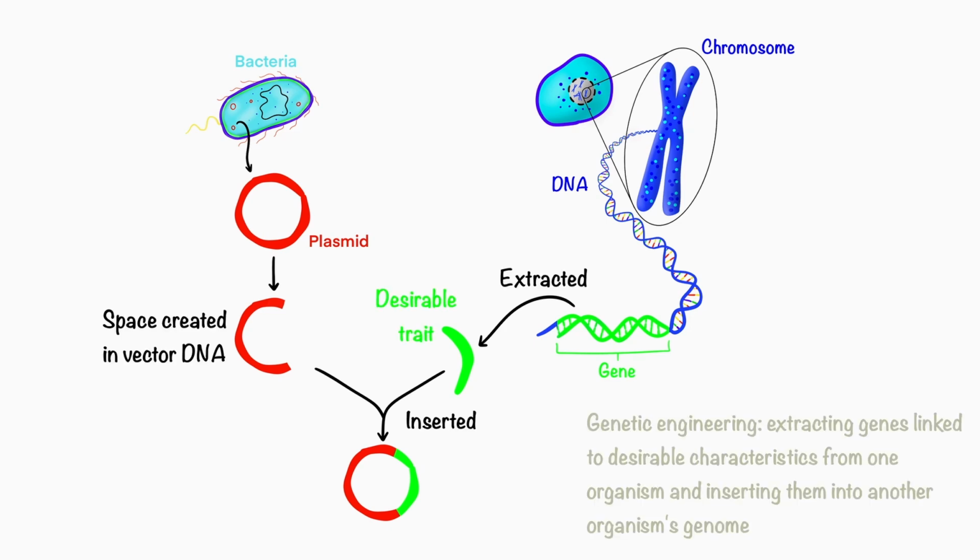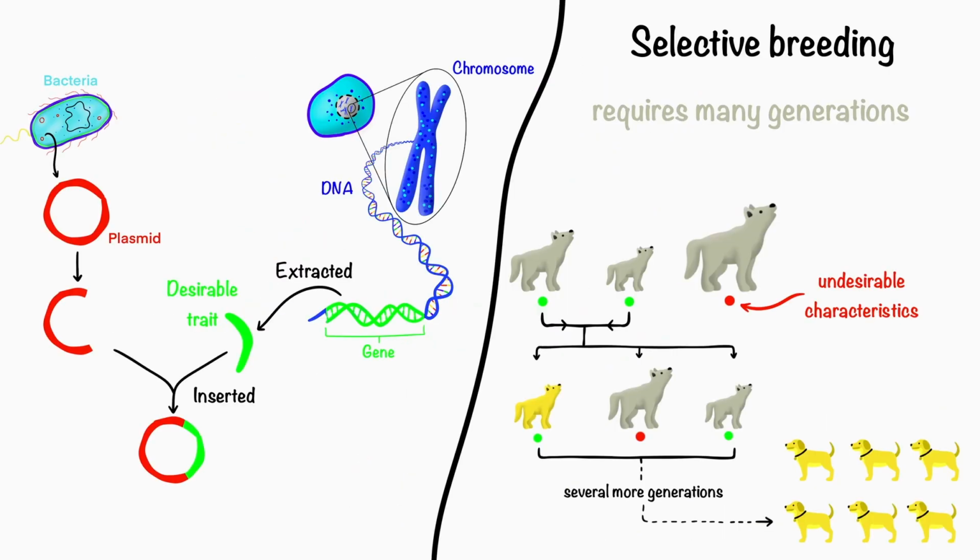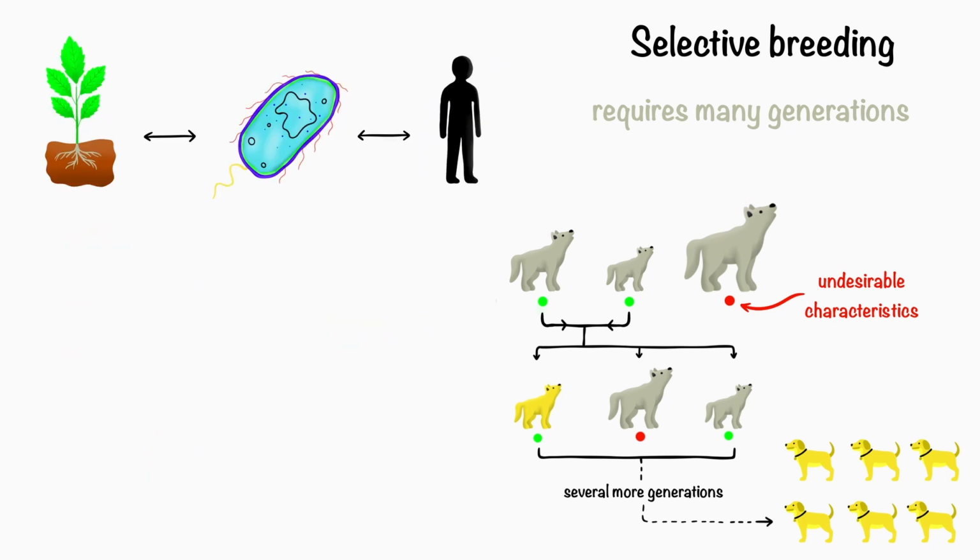Let's start by defining genetic engineering and its unique capabilities. Genetic engineering involves extracting genes responsible for desirable characteristics from one organism and inserting them into another organism's genome. This process transfers specific traits directly between species that could never naturally interbreed. Unlike selective breeding, which requires many generations of controlled reproduction to enhance existing traits, genetic engineering achieves precise modifications immediately. Scientists can add characteristics from bacteria to plants or from humans to bacteria, combinations impossible through conventional breeding.